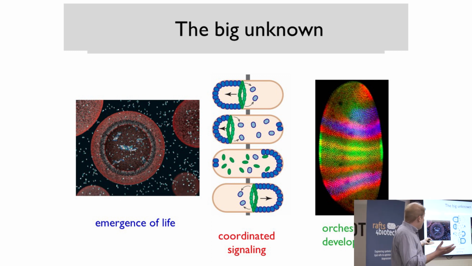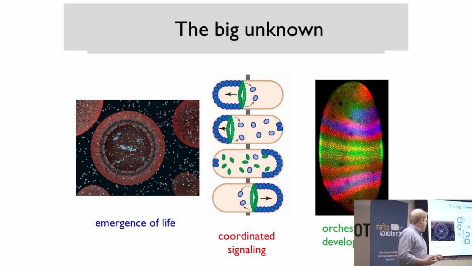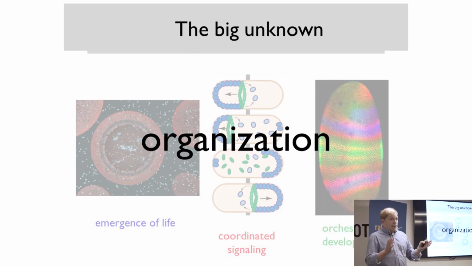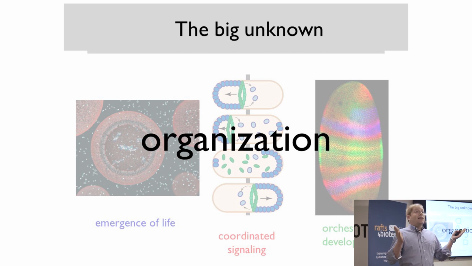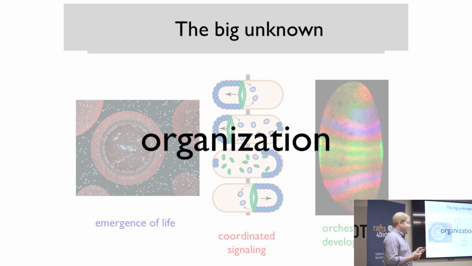How is signaling coordinated in space and time in cells? And how is development orchestrated in higher organisms? So what is missing to allow us to understand this? One of the things that's missing is the understanding of how life organizes its parts in space and time. And this is a very multifaceted problem.